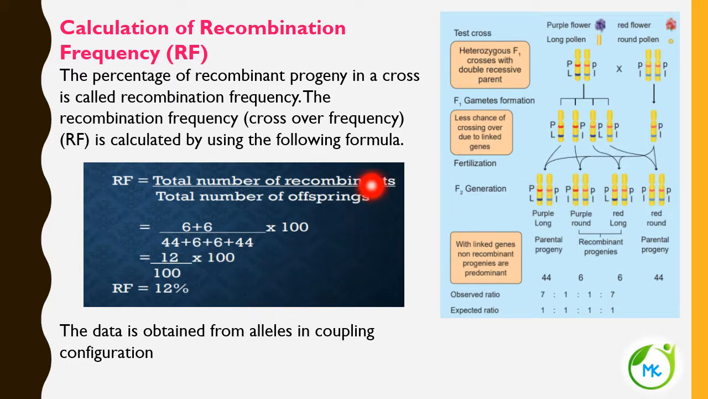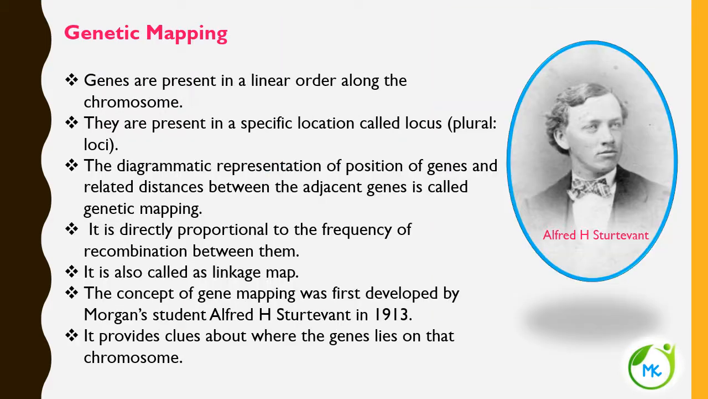Similarly, when you are given the total number of recombinants and total number of offspring, we can calculate the recombination frequency by using the formula. And again I repeat, in this formula, recombination frequency is total number of recombinants divided by total number of offspring into 100, which will give you the percentage.